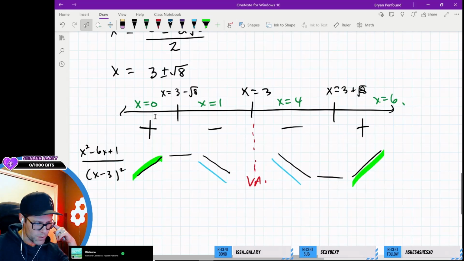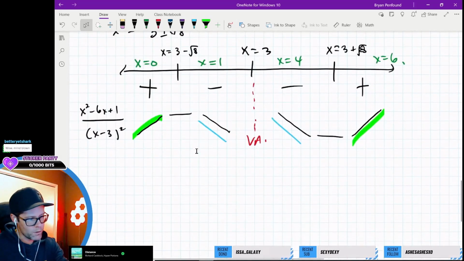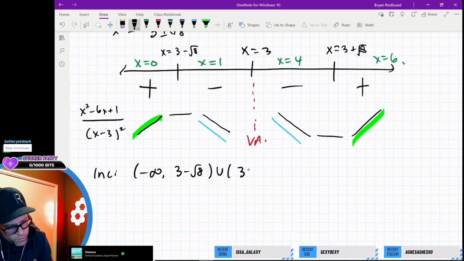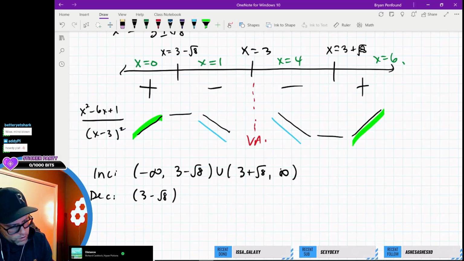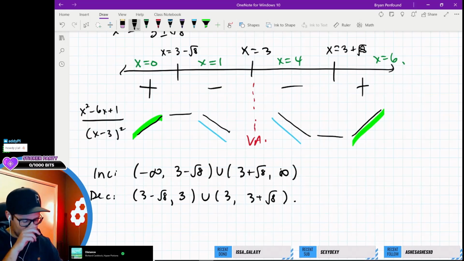So what do we got for increase? Negative infinity to this thing, and then this thing to infinity. Let's see. I'm just going to write them down here. So increasing, we're looking at minus infinity to 3 minus root 8, and then we'll union that with 3 plus root 8 up to positive infinity. And then for decreasing, we will start at our 3 minus root 8 and go to 3, and then 3 up to our 3 plus root 8. That should work for increasing, decreasing.